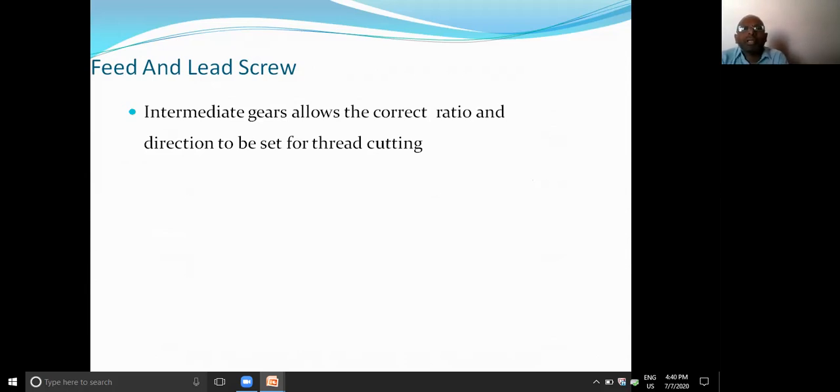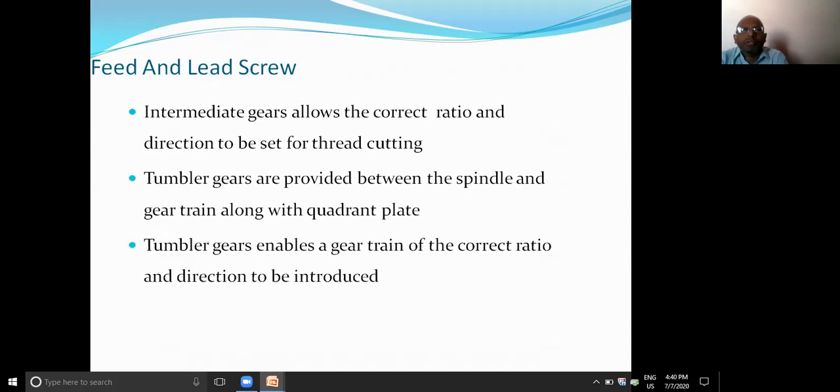In this way, intermediate gearboxes are used for the direction of thread cutting operations. Tumbler gears are provided between the spindle and the gear train, along with the quadrant plate. These tumbler gears enable a gear train of the correct ratio and direction to be produced. The purpose of the tumbler gears is only to change the direction, so they should not affect the speed ratio.